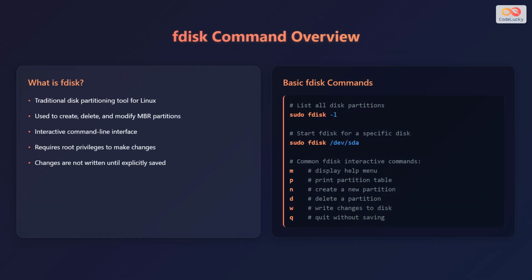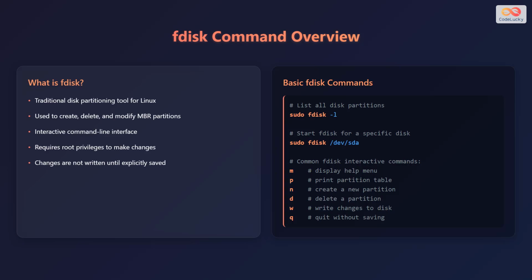Let's get to know the fdisk command. Fdisk is a traditional disk partitioning tool for Linux. It is used to create, delete, and modify master boot record, or MBR, partitions. It has an interactive command line interface and requires root privileges to make changes. Remember that changes are not written until explicitly saved.